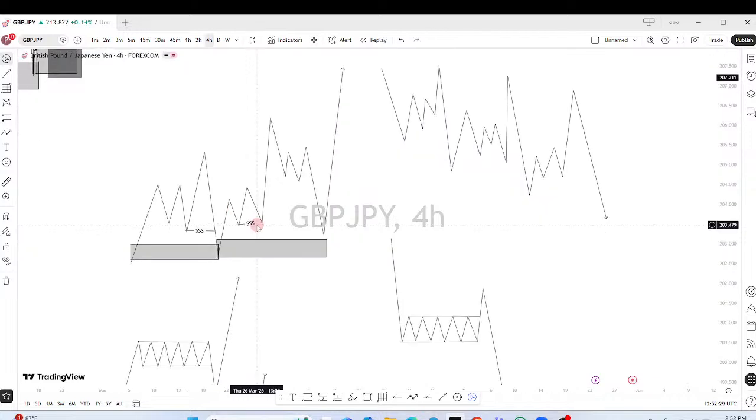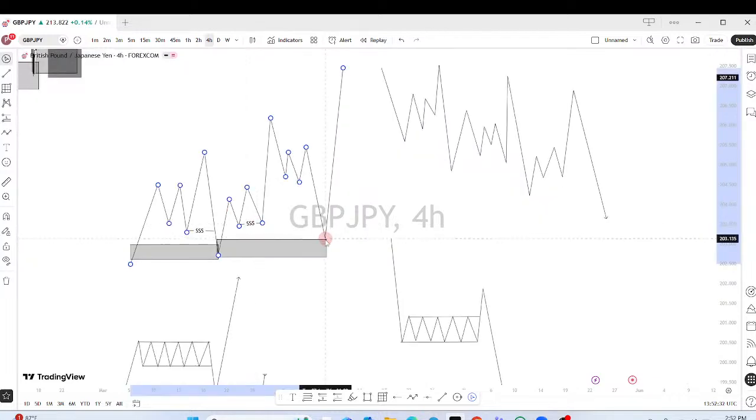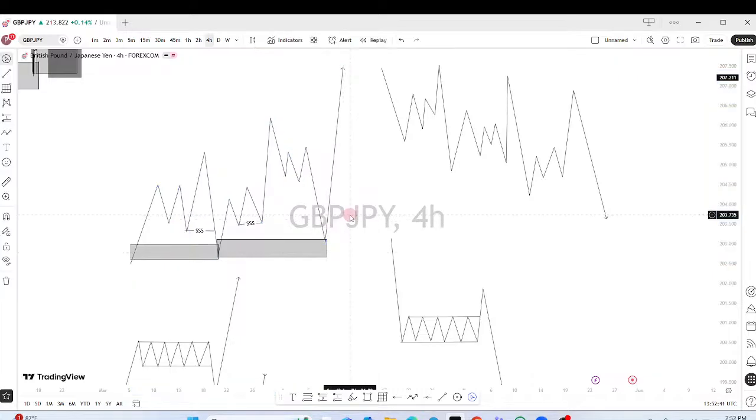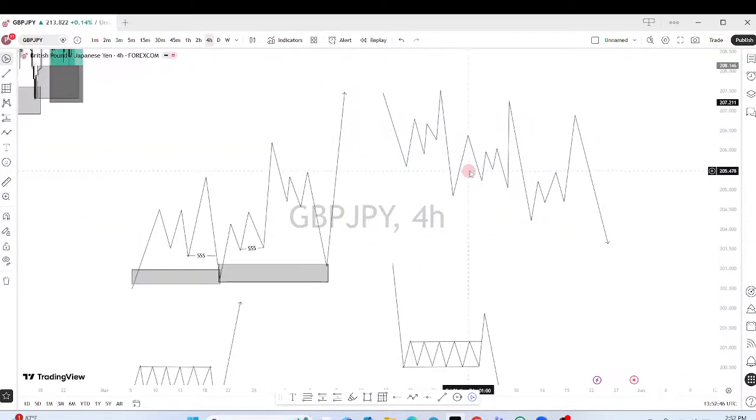And price will clear this liquidity and tap into your zone. Once price clears this liquidity, trust me, if price taps into your level, it will push up really hard, aggressively. You will see a massive aggressive buy from here. The same thing applies to sell, right?